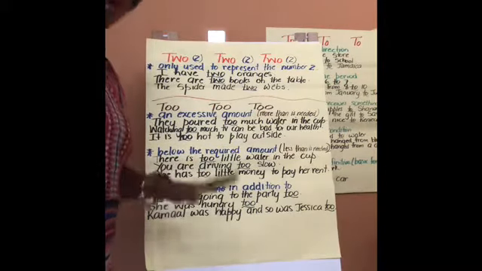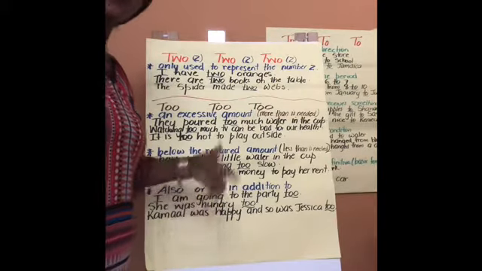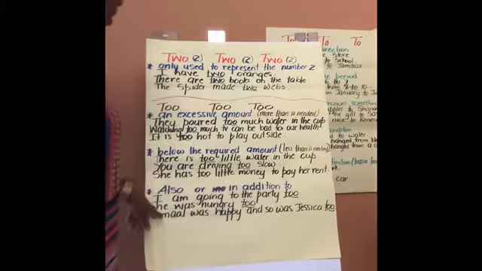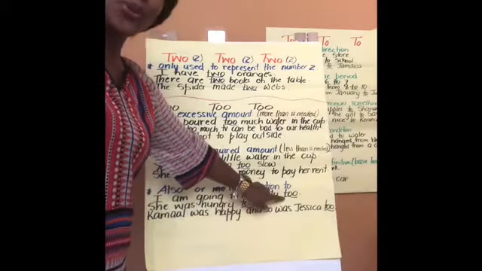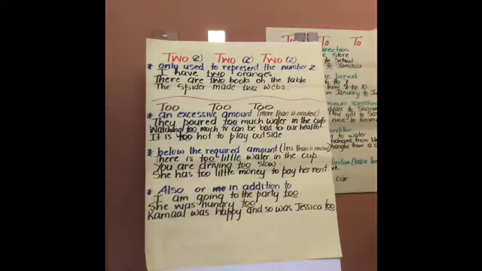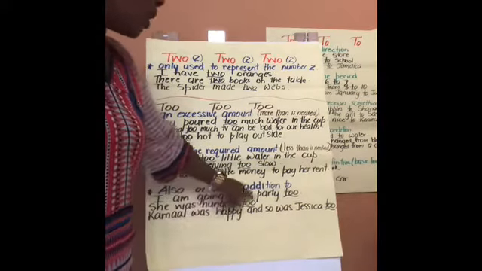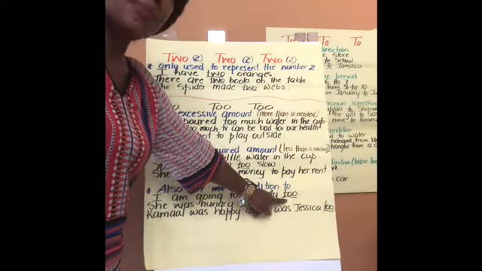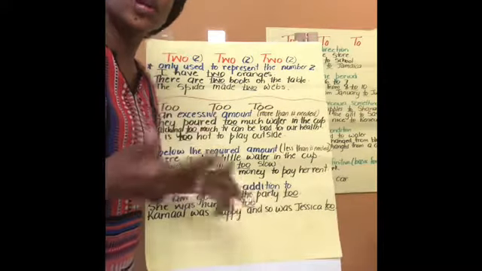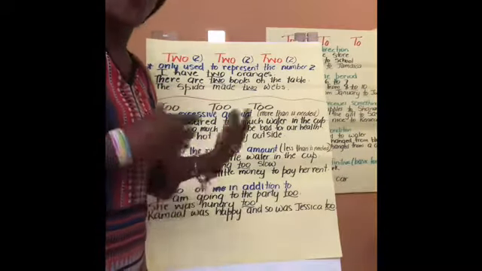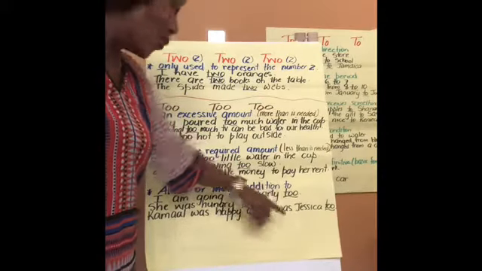All right, last one for TOO. It means also or in addition to. I am going to the party too. So we're looking at TOO here. I am going to the party too. It means that other persons are going and I am also going. So if you can say, I am also going to the party, and it made sense, then it's TOO, meaning also.